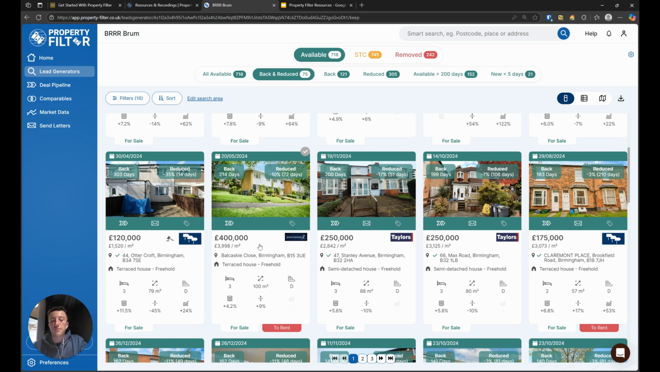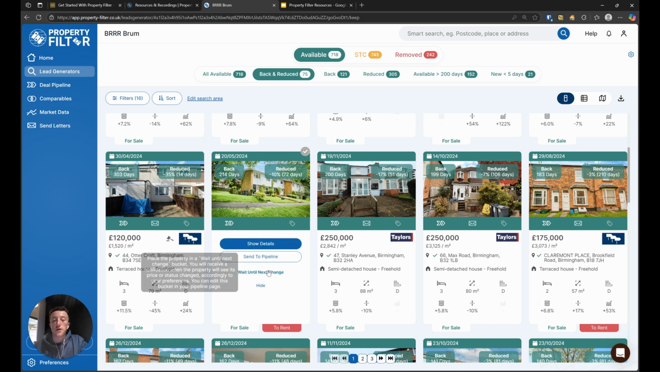However, we are conscious that in between the hell yes and the hell no, you have got some properties where maybe you might get a little bit of FOMO, you don't want to completely remove it. Maybe if the vendor was to become more motivated in the future, it may be of interest. So for that instance, we have wait until next change. Again, what happens here is, if a sale were to fall through or a price were to be reduced, it would then come back into your lead generator.